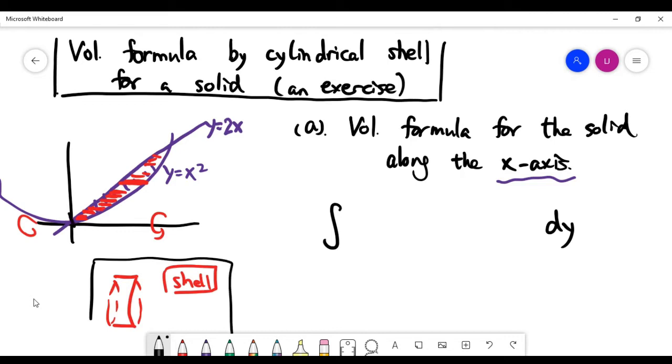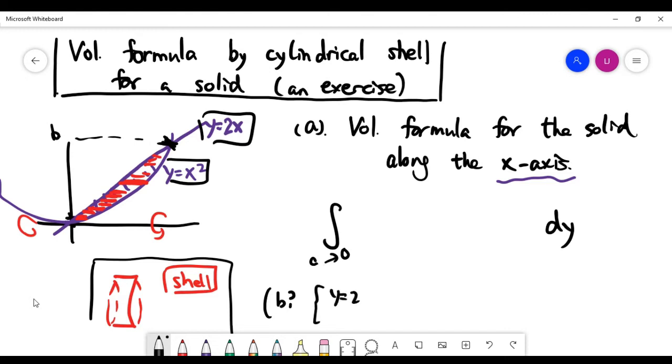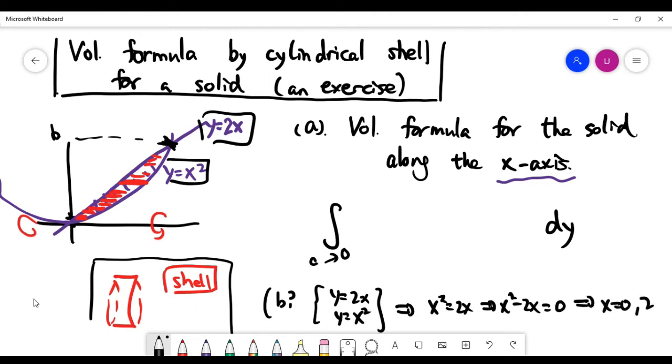based on the lowermost shell, which is the lowest point, and which means a is 0, up to the uppermost point, which is b. And please tell me how to find the b. The b is the y coordinate of this point, which is the intersection of these two lines. So mathematically we can solve this problem. To find it, I can set them equal, and you can solve it by looking at this degree 2 polynomial, and there are two solutions, 0 and 2, and obviously b is not 0.